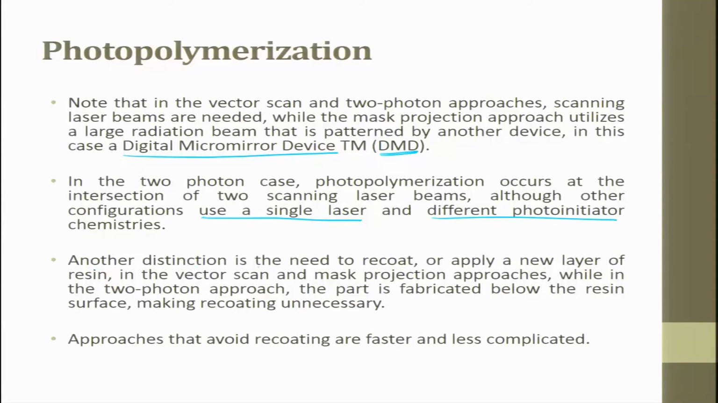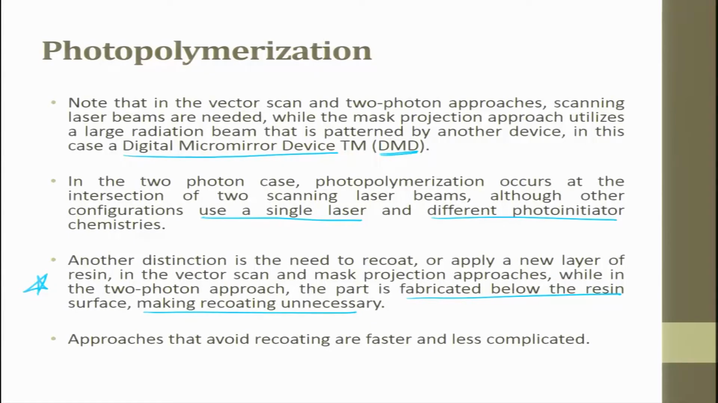Another distinction is the need to recoat or apply a new layer of resin in the vector scan and mask projection approach, while in the two photon approach the part is fabricated below the resin surface, making recoating unnecessary. This is a very valid and important point, which distinguishes it from the vector and mask projection techniques.